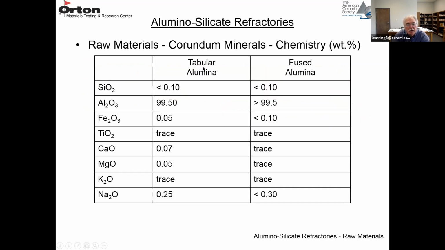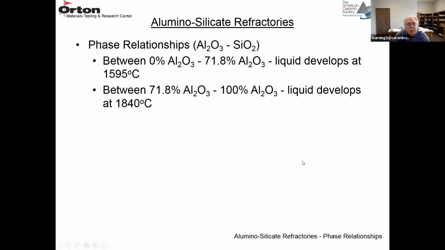Typical chemistry for tabular versus fused alumina. They're both high purity, 99.5% alumina. The balance is mostly SiO2, Fe2O3, and sodium. Everything else should be there in trace quantities. So they're high purity materials. The high melting temperatures help to drive off volatile components like the alkalis.